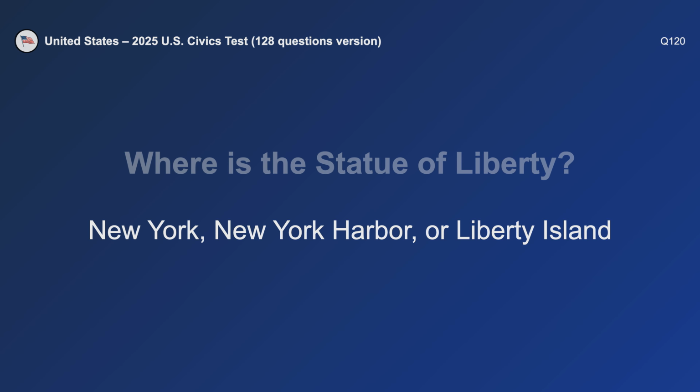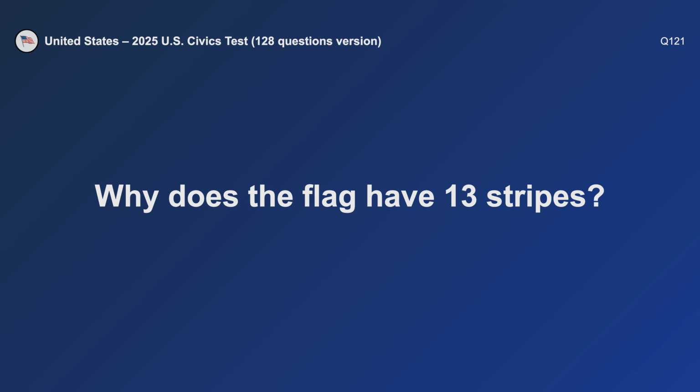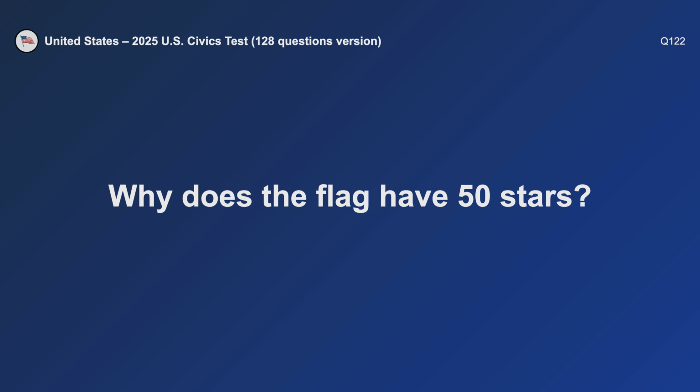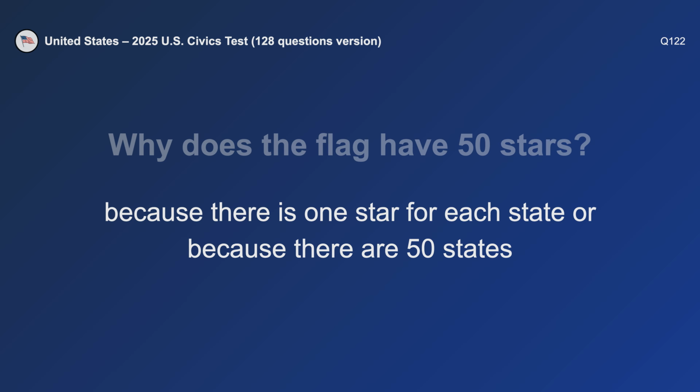Where is the Statue of Liberty? New York. Why does the flag have 13 stripes? Because there were 13 original colonies. Why does the flag have 50 stars? Because there are 50 states.